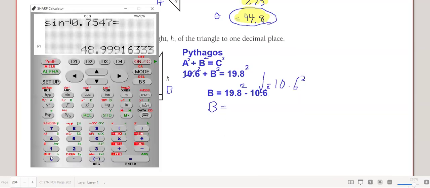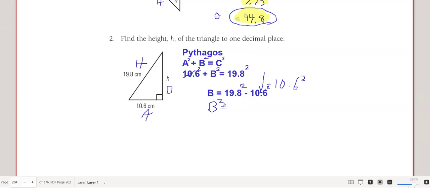So all I gotta do is 19.8 minus 10.6. Sorry, 19.8 squared. Easy mistake to make. You just saw me make it. Subtract 10.6 squared. 279.68. So b squared is equal to 279.68. Now, I don't care what b squared is, I care what b is.